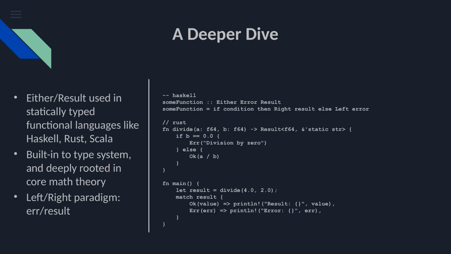In statically typed functional languages like Haskell, Rust, and Scala, new data types were added to the type system as built-in mechanisms to handle errors. This is deeply rooted in mathematical theory dating back to the 1930s.